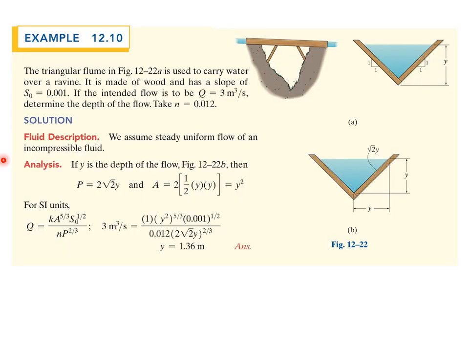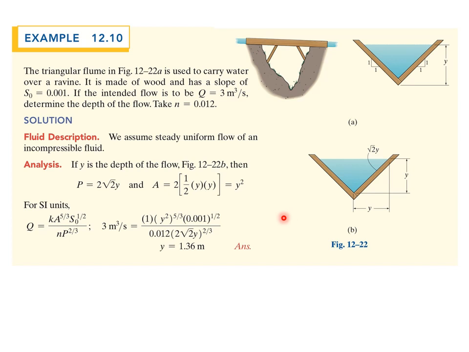Example 12.10. Here we have a triangular flume used to carry water over a ravine. It shows a diagram of it. It's made of wood and has a slope of 0.001. If the intended flow is to be 3 cubic meters per second, determine the depth of the flow. Take n to be 0.012.